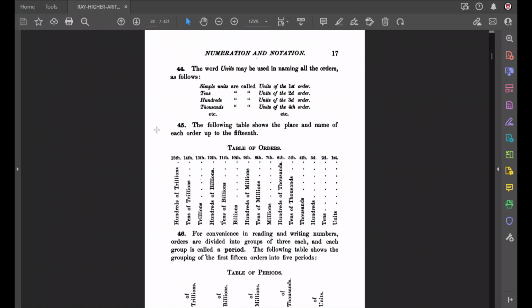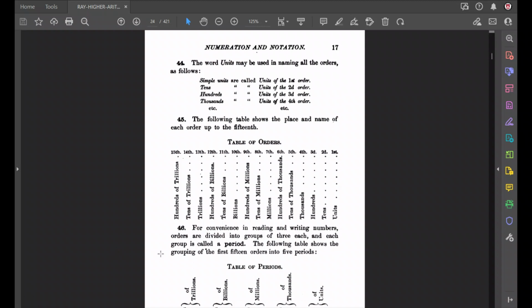Okay, and in Article 45, we have a table that shows all of the orders, all the way up to hundreds of trillions. Okay? Hundreds of trillions. And it's obviously very rare to deal with those numbers. But it's important for you to know that it just goes units, tens, hundreds, thousands, 10,000s, 100,000s, then to millions, 10 millions, hundreds of millions, then to billions, and then to trillions. Okay? So you should understand the names of the different orders up to hundreds of trillions. That's the point of Article 45.